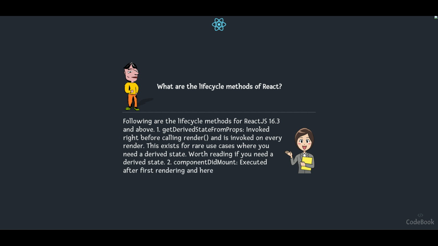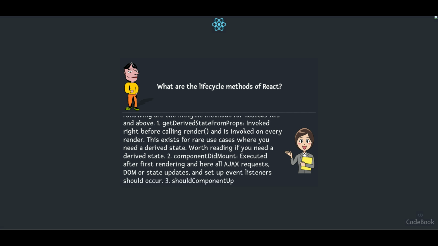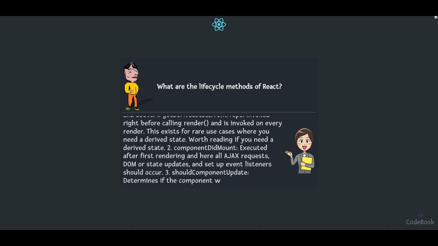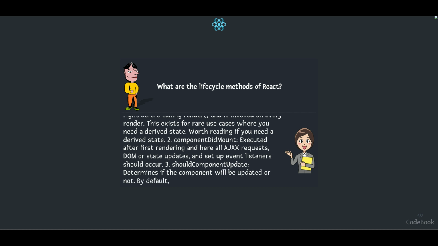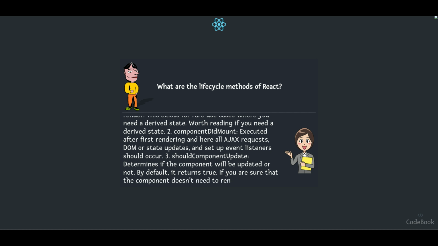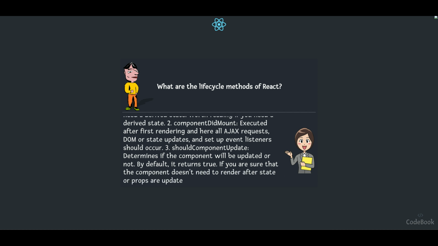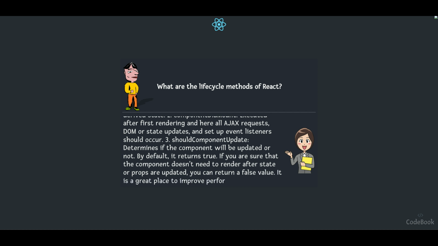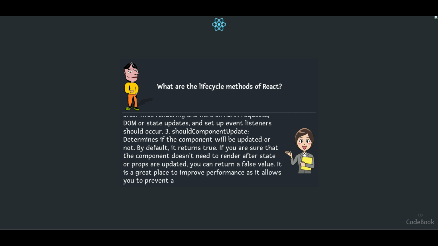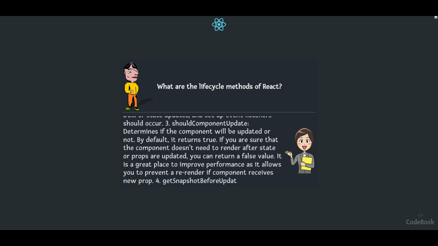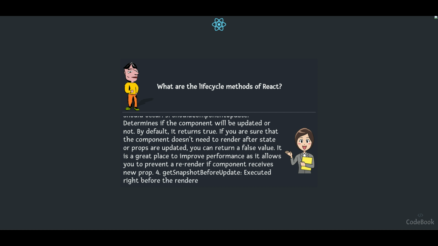2. componentDidMount, executed after first rendering, and here all AJAX requests, DOM or state updates, and setup event listeners should occur. 3. shouldComponentUpdate, determines if the component will be updated or not. By default, it returns true. If you are sure that the component doesn't need to render after state or props are updated, you can return a false value. It is a great place to improve performance as it allows you to prevent a re-render if component receives new prop.